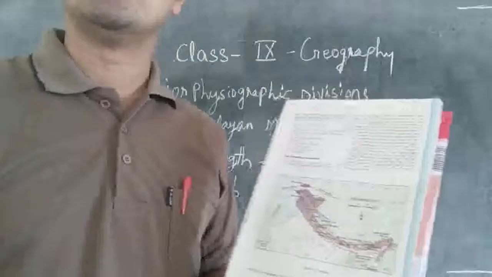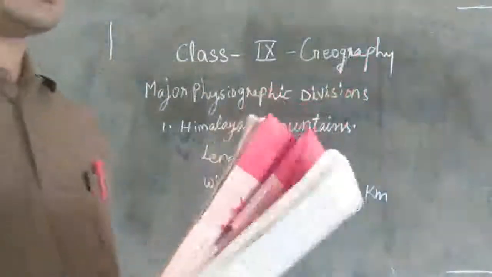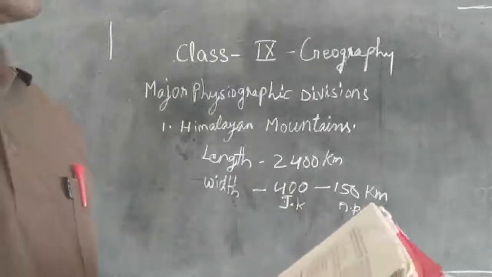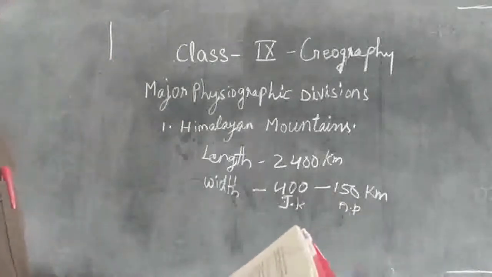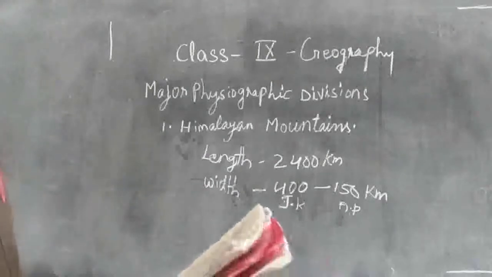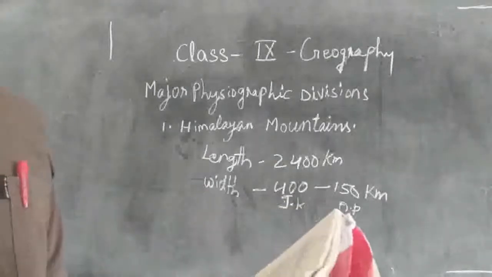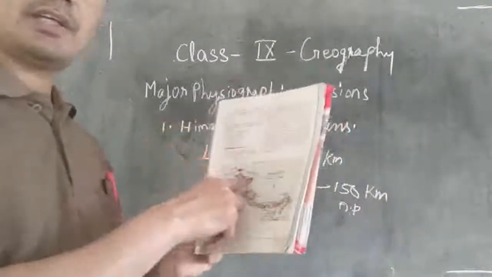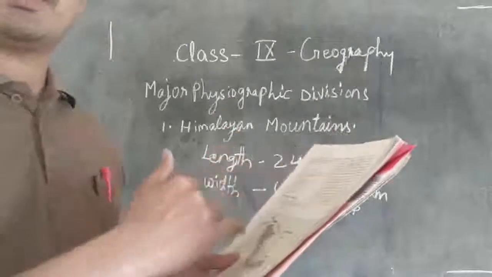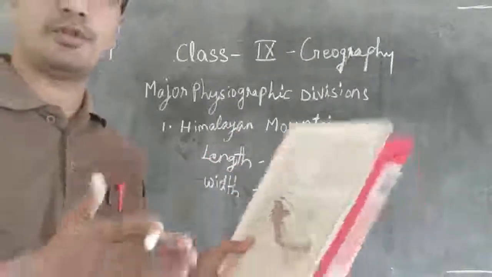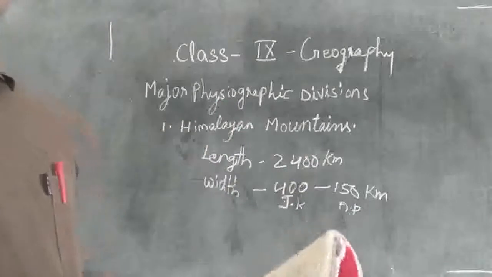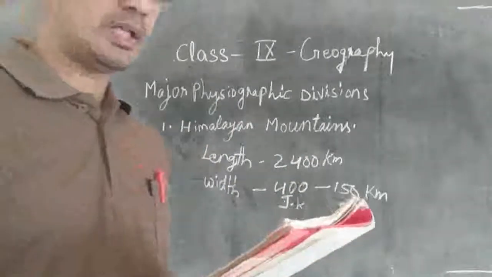There are three ranges. Each one has got different names, and a number of valleys lie in between these ranges. So as these three ranges are there, in between each range there is a valley. Between two mountains there will be a valley. So three mountains are there, and between these three mountains there are a number of valleys. A lot of valleys are there.